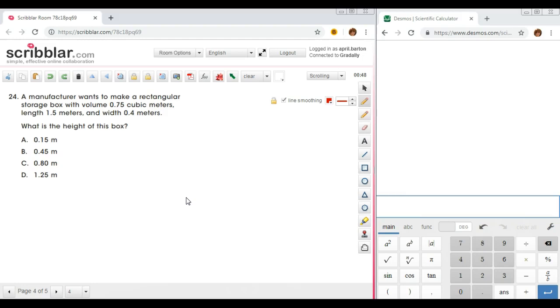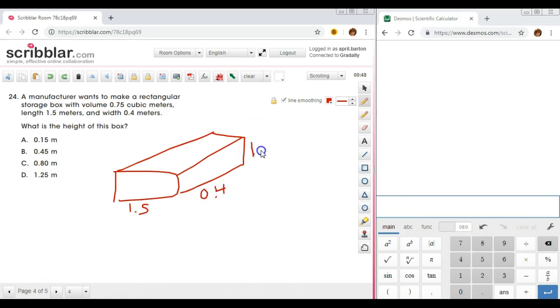Question 24. A manufacturer wants to make a rectangular storage box with volume 0.75 cubic meters, length 1.5 meters, and width 0.4 meters. What is the height of the box? When you have a box, also known mathematically as a rectangular prism, we have a length, a width, and a height. We don't currently know the height. The volume is how much you could fit inside the box, and they gave us the volume is 0.75.